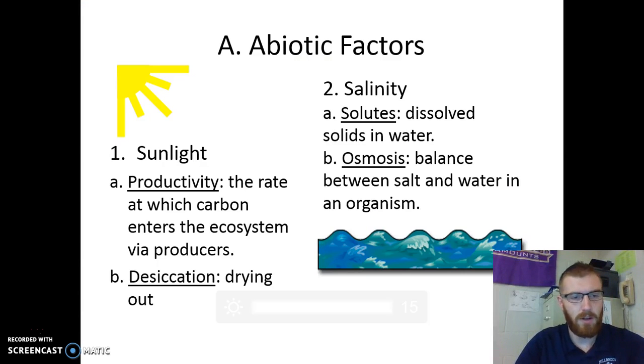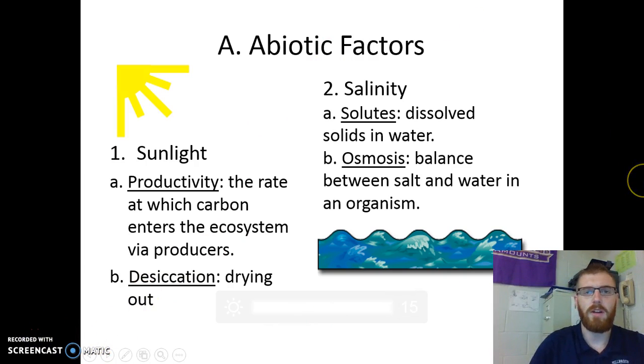Abiotic factors, starting off here. One is sunlight, and it affects most systems on Earth. It's the main source of energy, and for what we're talking about here, it's the rate at which the carbon cycle enters the ecosystem via producers. One of the bad things about it is it has an effect on drying out some things, such as some consumer species, or not consumer species, but autotrophic species. But we'll keep moving here.